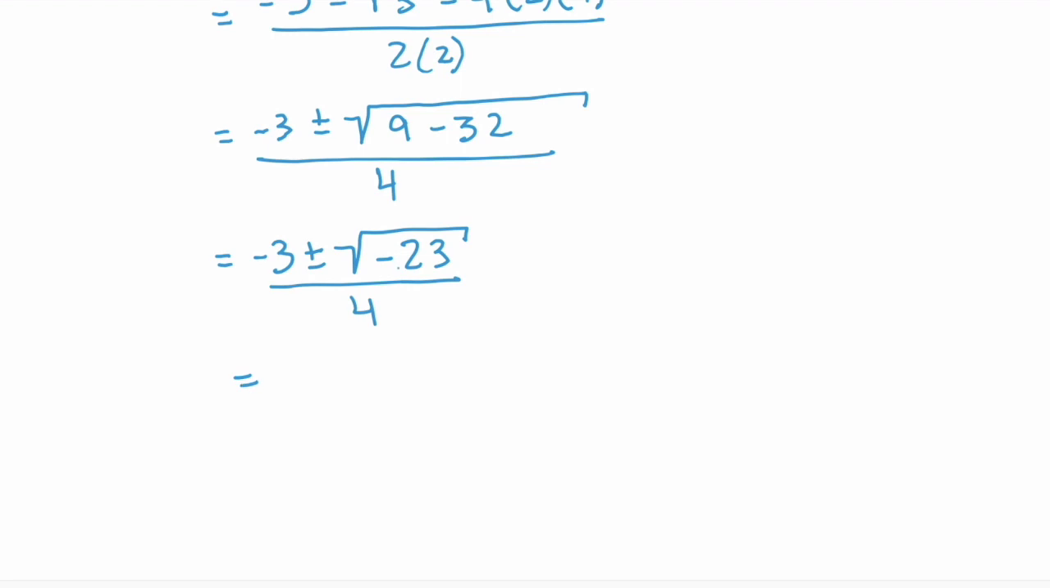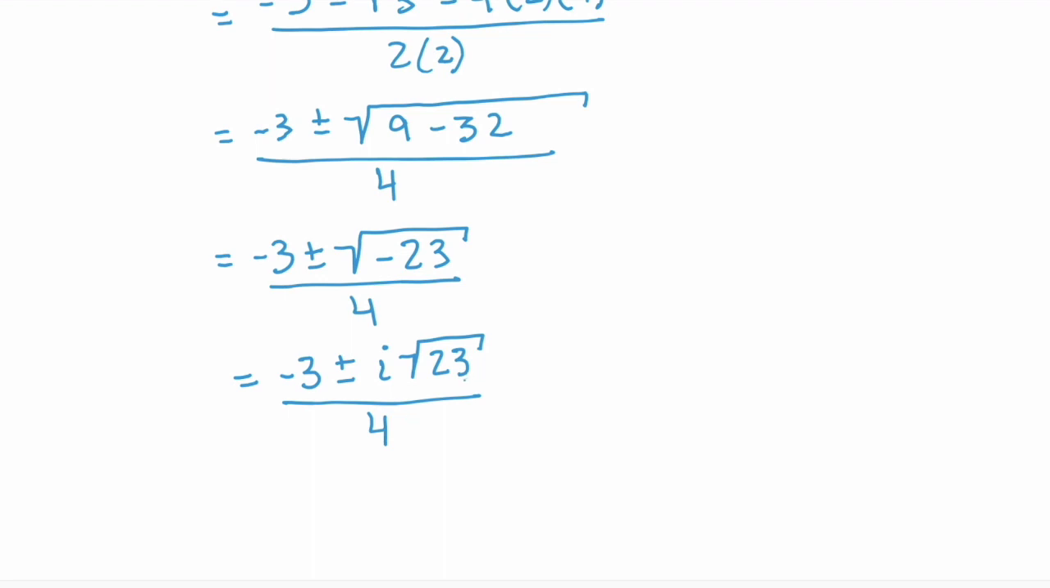So for the imaginary number, we take the square root of negative 1. So we'll keep this negative 3 plus or minus. The square root of negative 1 is i. So we can pull that i out, and we're left with the square root of 23, and that's over 4. You might want to leave it like this, but then it's not correct.